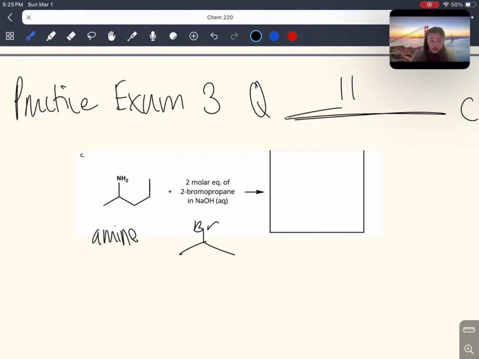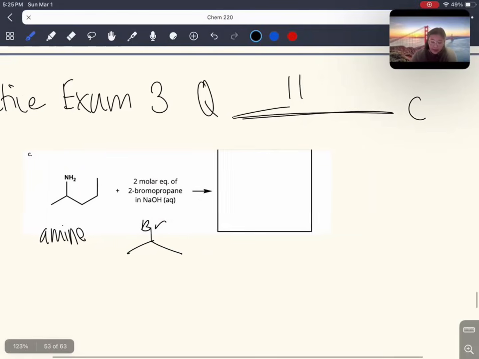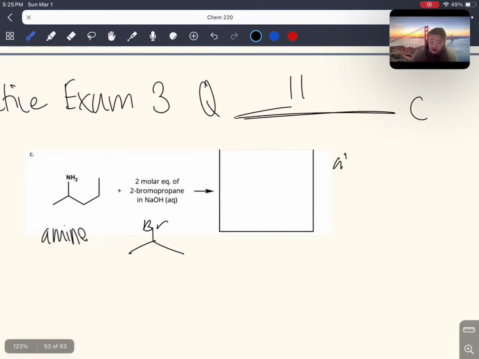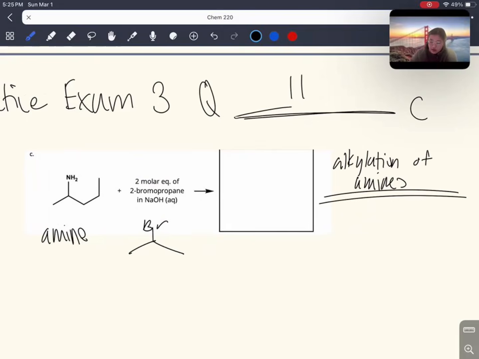And so if I see an amine and I also see an alkane with some sort of halogen attached to it, like a bromine, I know that this is going to be an alkylation of amines reaction. Typically the alkylation of amines reaction follows two steps. The first step is an SN2 reaction, and then the second step is an acid-base reaction.